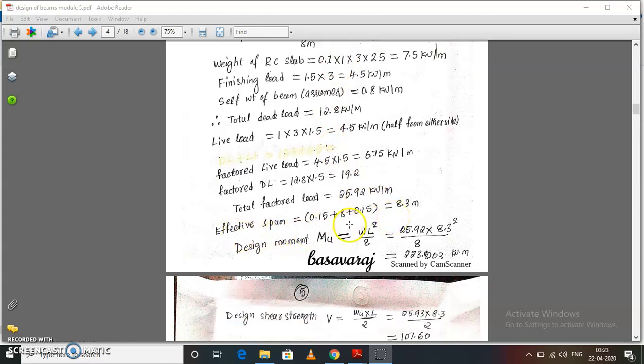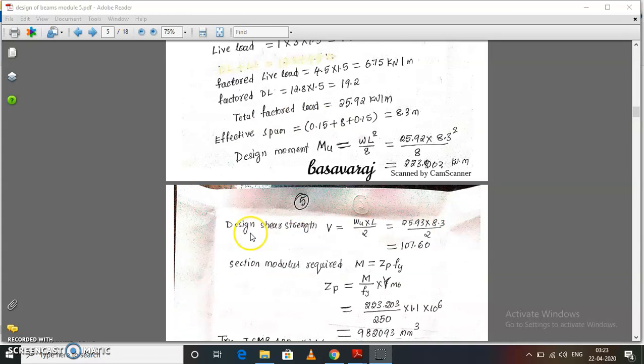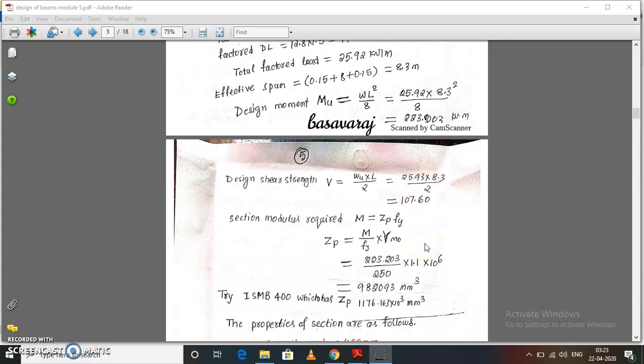The effective span of the beam is face to face 8 meter plus 0.15 for supports, that is equal to 8.3 meter. Now calculate the design bending moment. For simply supported beam, WL square by 8, that is 223.0 kilonewton meter. And similarly, design shear force V is equal to WL by 2 for simply supported beam, that is 107.6 kilonewton.